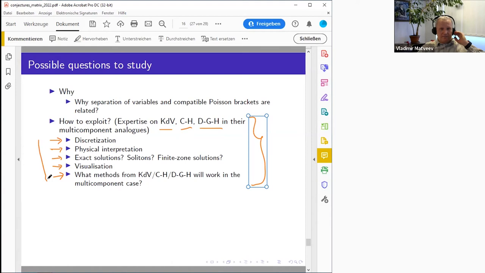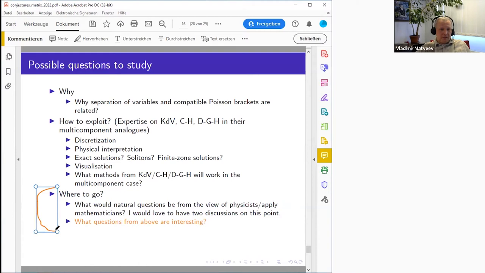I would love to have a discussion on what kind of more precise questions are interesting, or what methods could exist. I would love to give the floor to you. And one more question I would love to discuss is where to go. What would be a natural question from the view of physicists and applied mathematicians?